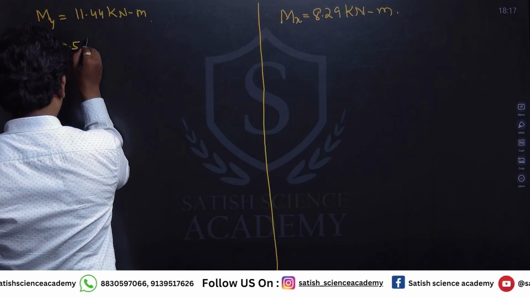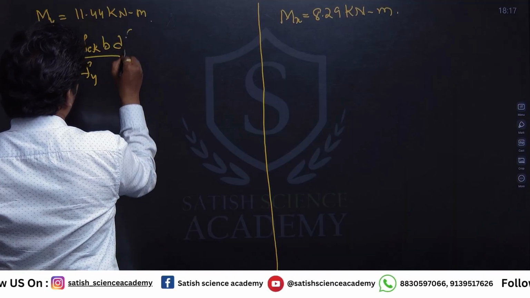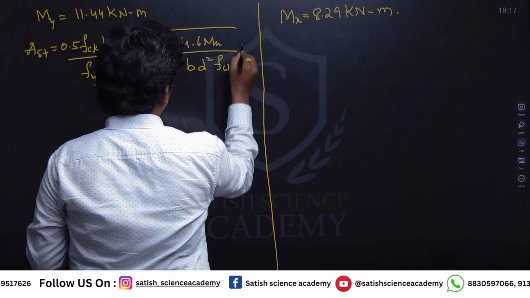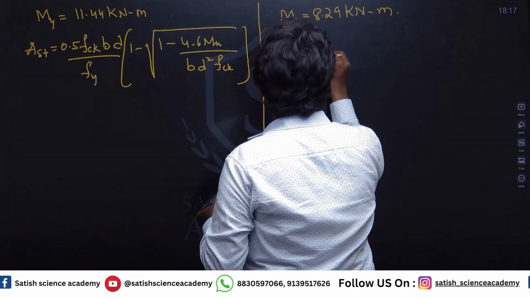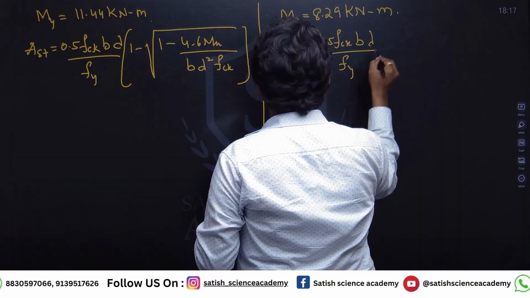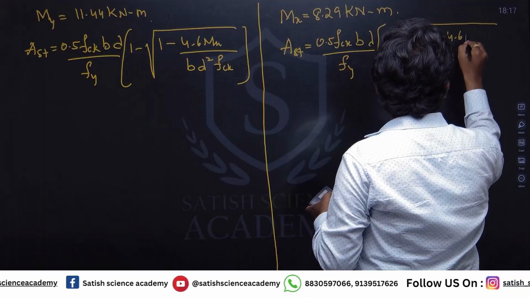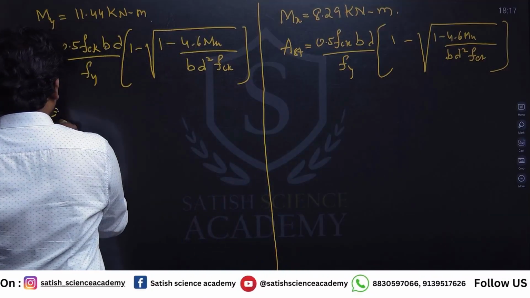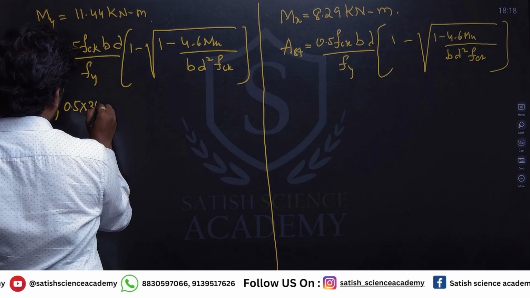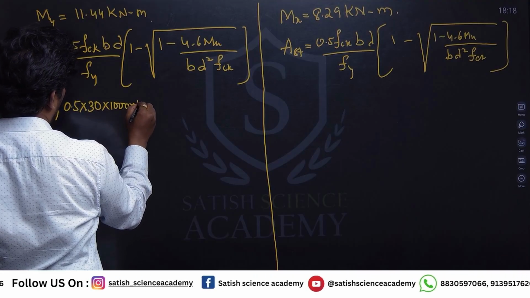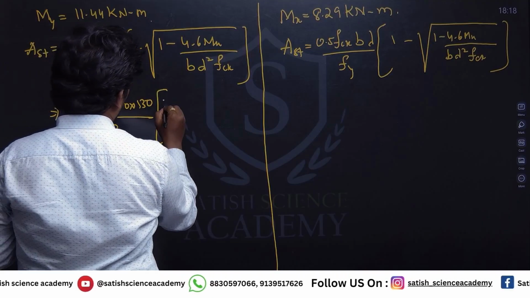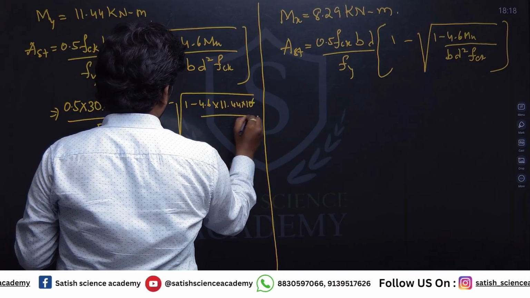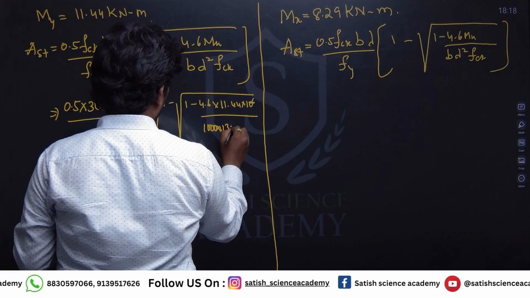Ast equals 0.5 fck b d divided by fy into 1 minus square root of 1 minus 4.6 Mu divided by b d square fck. Now substitute: 0.5 into fck value 30 into b value 1000 into d value 130 divided by 500 into 1 minus square root of 1 minus 4.6 into 11.44 into 10 raised to 6 divided by b value 1000 into d value 130 square into 30.